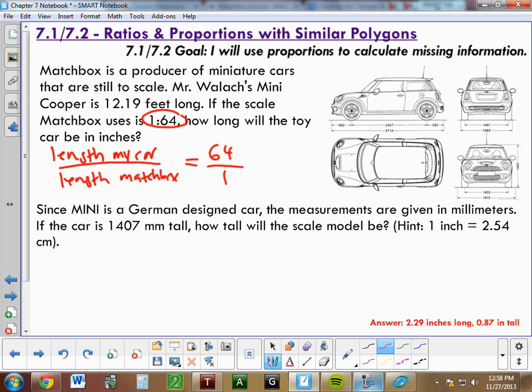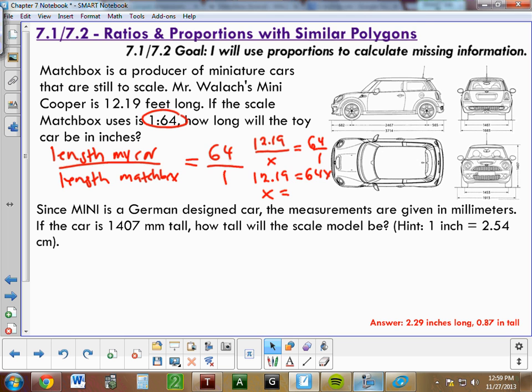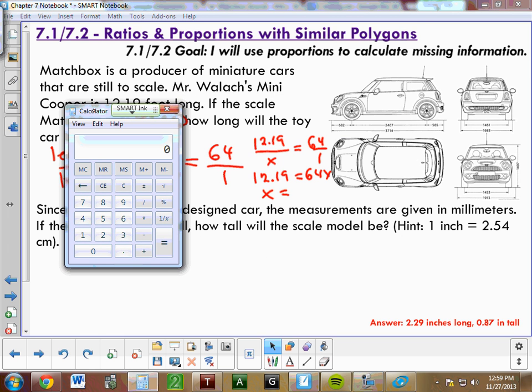So if I plug in some numbers, the length of my car is 12.19 feet over the length of the Matchbox, which I don't know, and then the scale, which is 64/1. So if you set that up and solve it, you get 12.19 equals 64x. You divide by 64, and once you divide that by 64, you get 0.19. So even though that number seems a little bit strange, that's in feet. You have to remember that that's not such a strange answer.